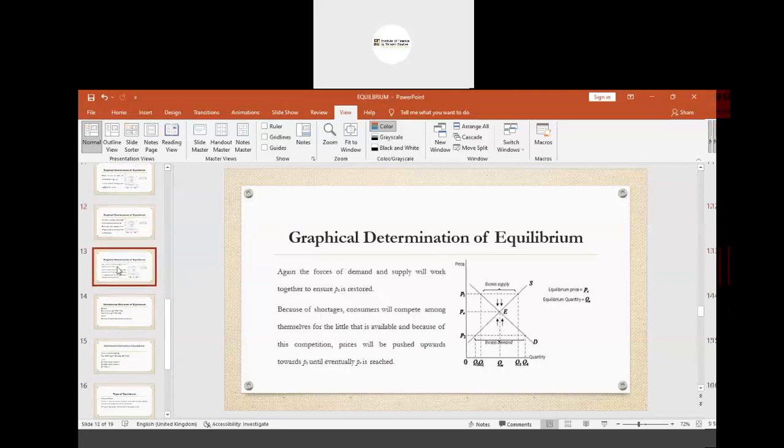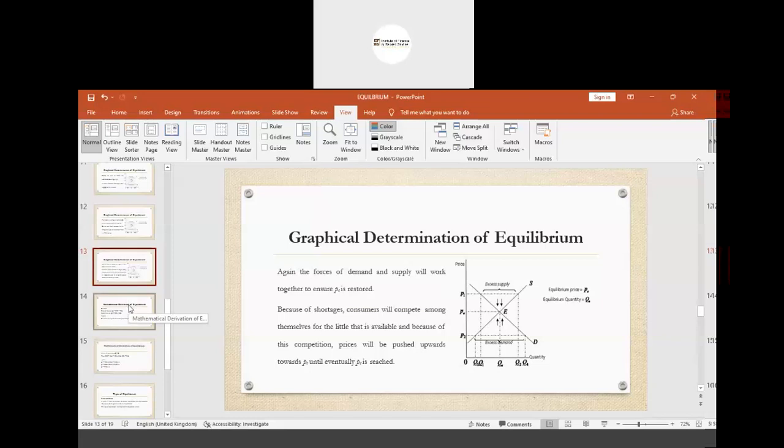For the market to correct itself, the forces of demand will push the price up until equilibrium is restored. Because of the shortages, consumers will compete among themselves, and that will push prices up, and we end up with our equilibrium being restored. That was graphical determination of equilibrium.